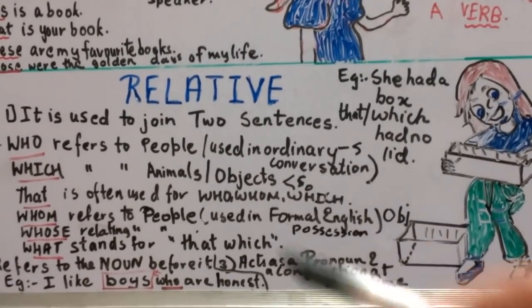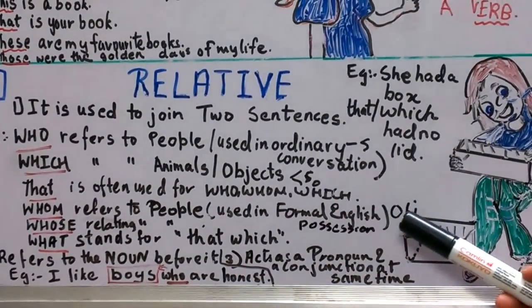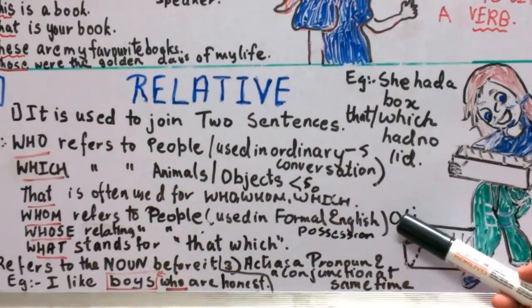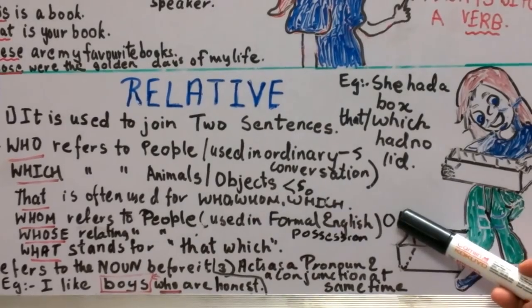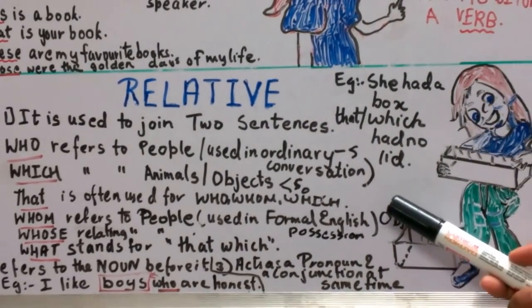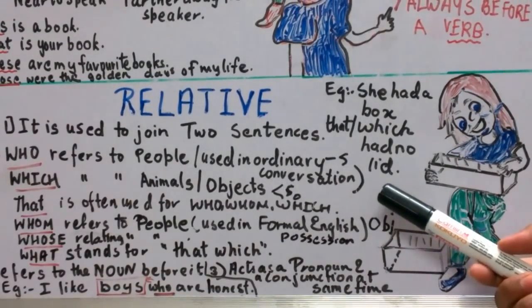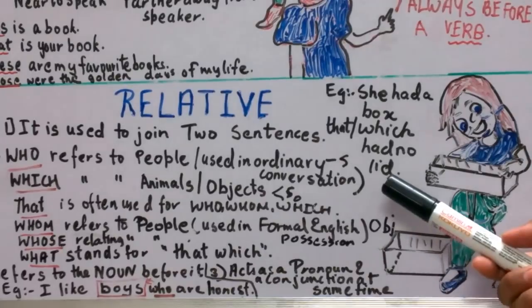We see whom and whose. Whom refers to people, is used in formal English, and it will naturally be an object. Whose shows who it belongs to. This is the boy whose father is a doctor. This will act as an object.